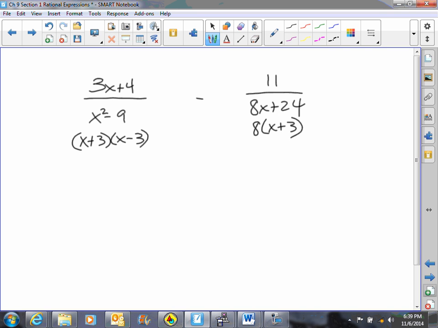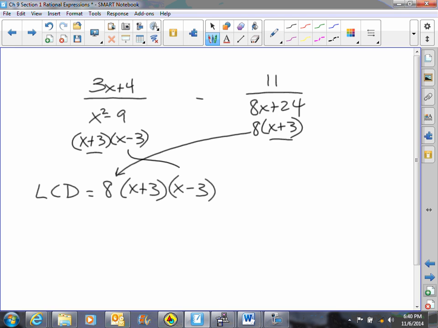So now in our lowest common denominator, we need a factor of 8 from here. We need a factor of x plus 3. Actually, that's in both of them. And then we need a factor of x minus 3 from here. So if you look at this, the first fraction needs to be multiplied by 8 over 8. And the second fraction needs to be multiplied by x minus 3 over x minus 3.